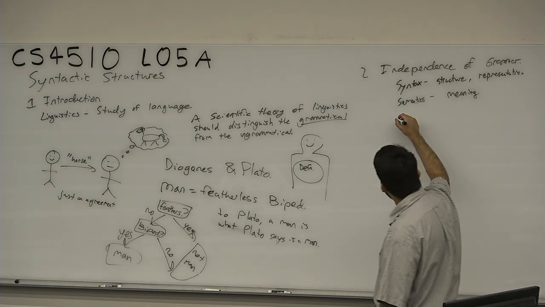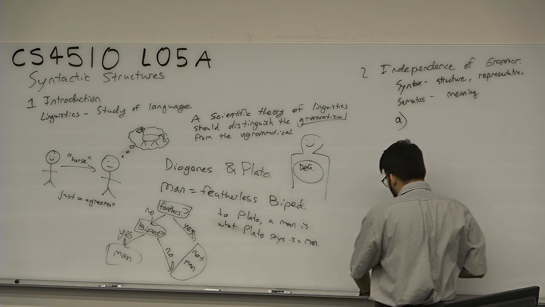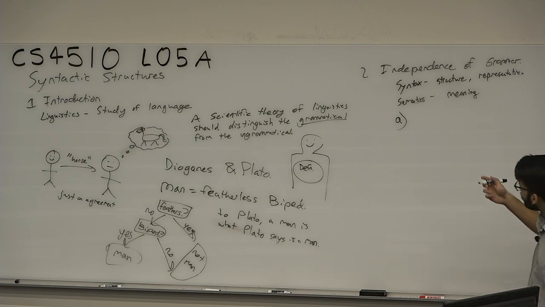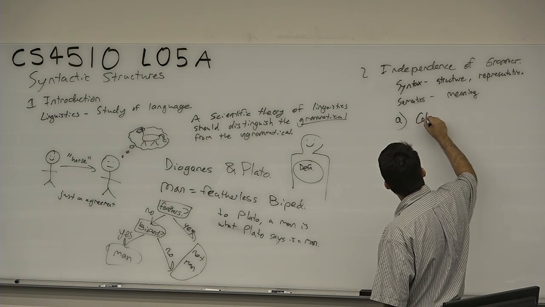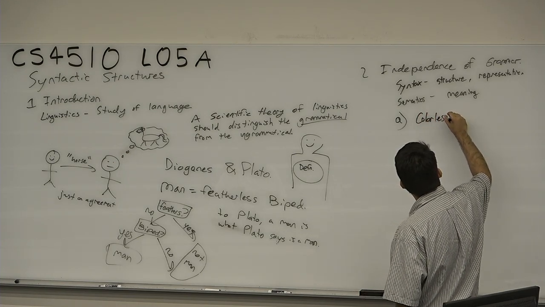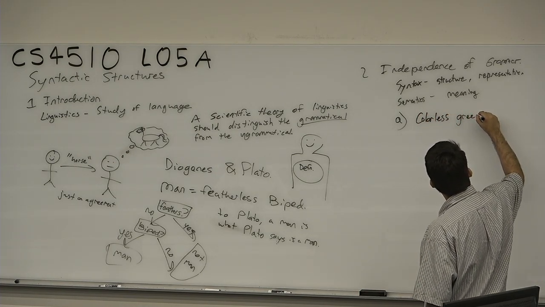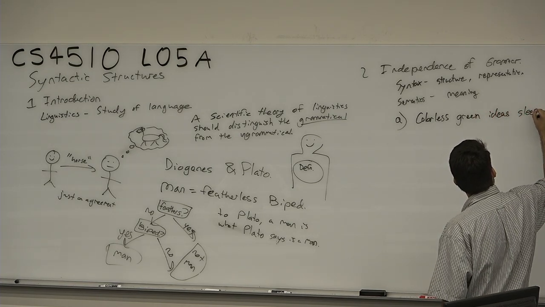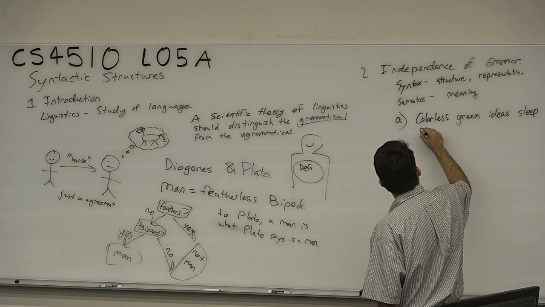And again, we can't really talk too much about science. We can't prove things, but the best we can do is give counterexamples and things. That's what he does throughout the book on this. So he gives the sentence: colorless green ideas sleep furiously.